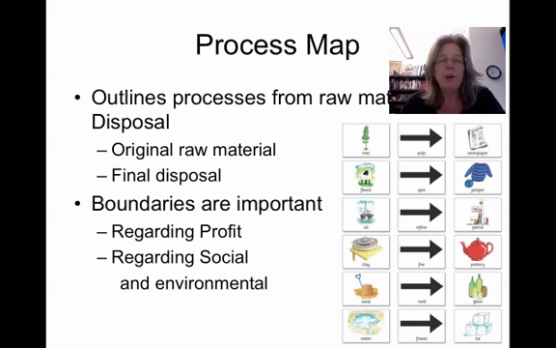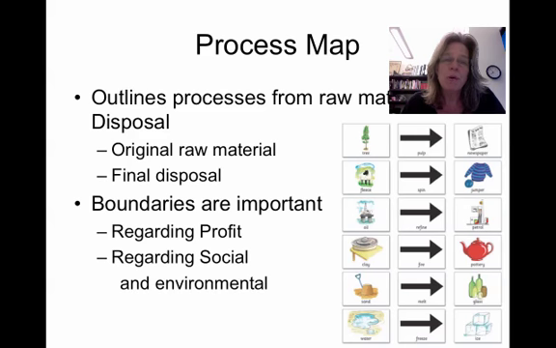So what we do is when we look at triple bottom line, we look at a process map. And a process map is just simply, it outlines the processes from raw material all the way to disposal. So we really want to look at the concept of the original raw material, like what did things start as? And there are not that many original raw materials. When we think about it, it's mostly plant materials or things that come from the ground, some sort of resources. So we want to make sure that we're understanding where those initial raw materials came from.